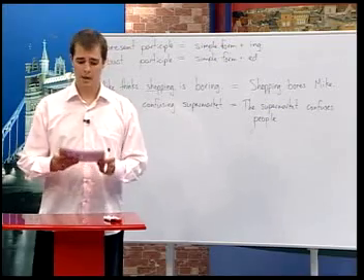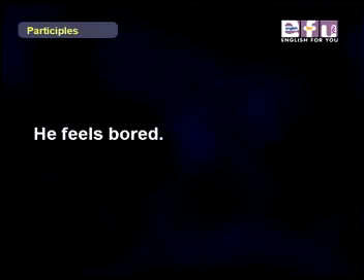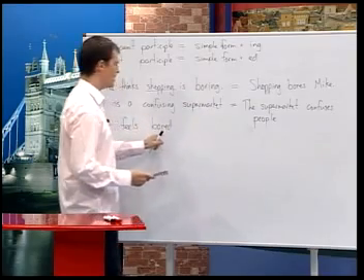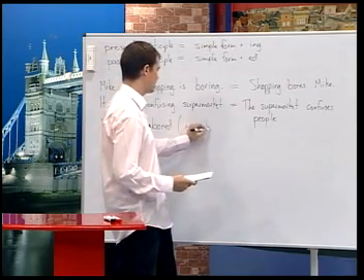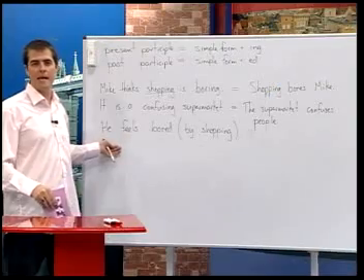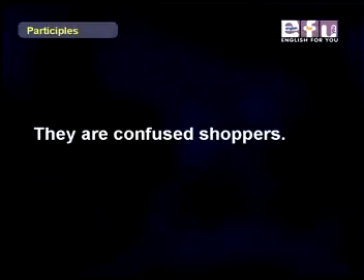The past participle expresses how the subject feels about someone or something. In the second sentence, what Mike thinks about shopping is expressed. The past participle conveys a passive meaning. We say, he feels bored. If we think of it as like a passive sentence, he feels bored by shopping. He feels bored, it's the same as he feels bored by shopping, or he feels bored with shopping. It's the same. In the fourth sentence, the shoppers are confused by something, and they are described as confused shoppers.